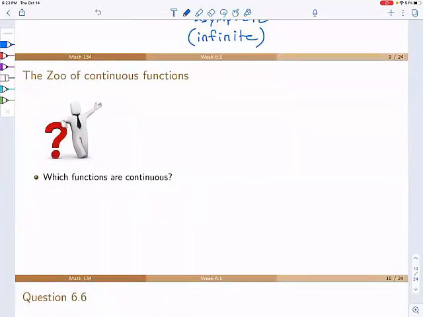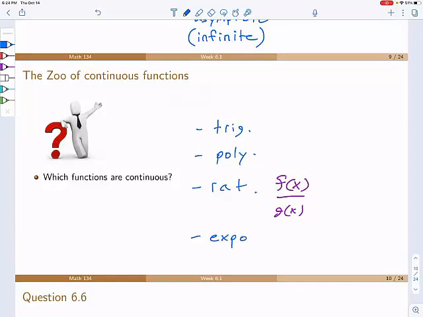Okay, so we were discussing all the different types of functions that are continuous. So I'll just discuss them one more time. You can have trigonometric functions. You can have polynomials. You can have rational functions. So that's a polynomial divided by a polynomial, something that looks like f of x over g of x, where f and g are polynomials. Exponential functions. So these types of functions are all continuous on their domain.